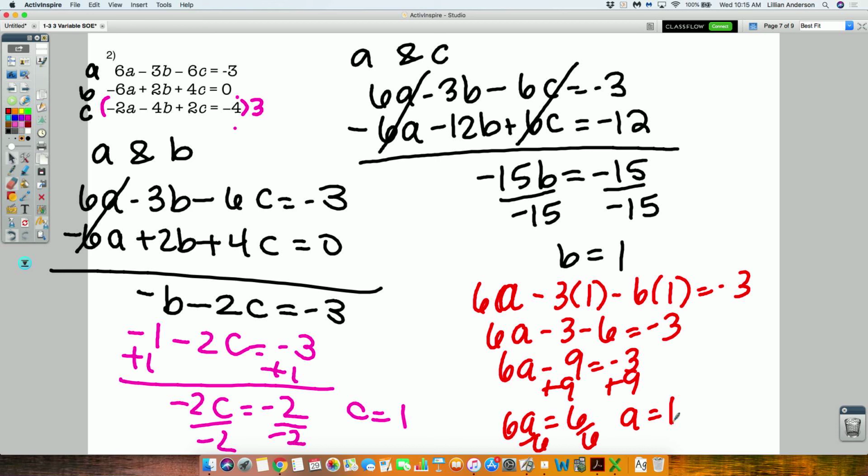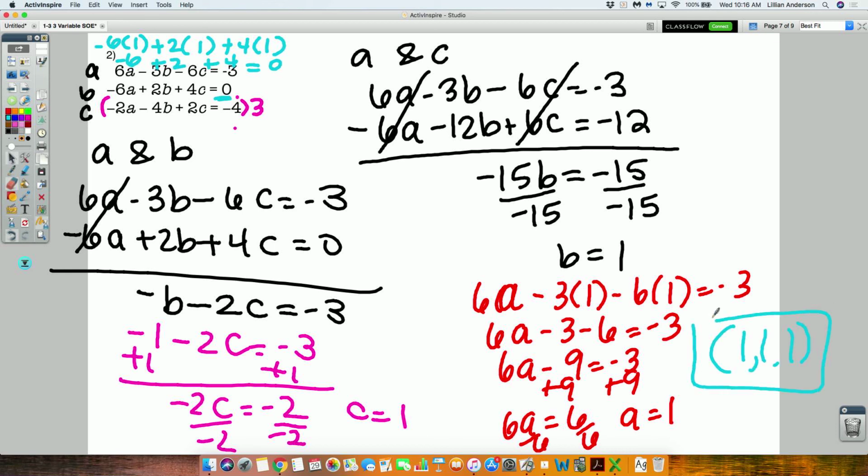Let's plug it back in to check real quick. I'm going to plug it into B. Negative 6 times 1 plus 2 times 1 plus 4 times 1. That's negative 6 plus 2 plus 4. What does that equal? 0, which is what this was. So our final answer is 1, 1, 1. All right? We're going to practice this some more next class.